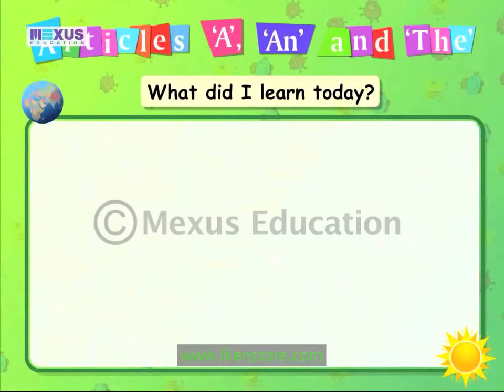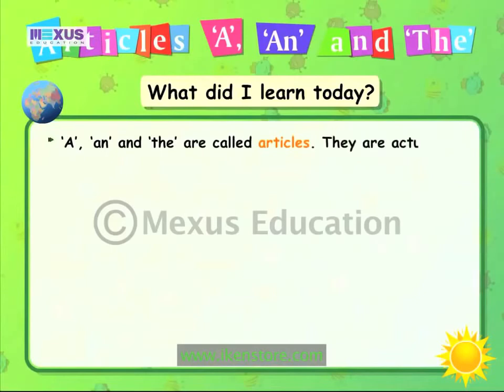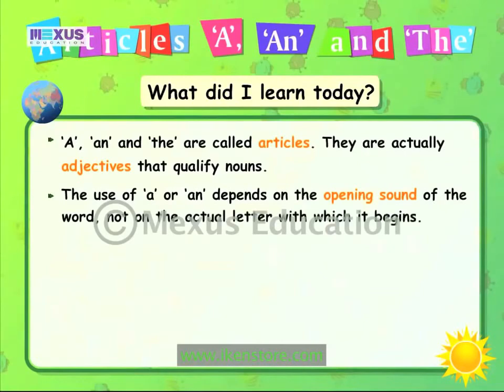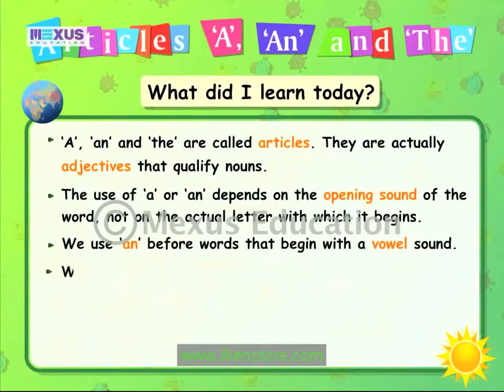But before I leave, let's run through some of the points we have learned in the lesson. Articles: a, an, and the. A, an, and the are called articles. They are actually adjectives that qualify nouns. The use of a or an depends on the opening sound of the word, not the actual letter with which it begins. We use an before words that begin with a vowel sound. We use a before words that begin with a consonant sound.